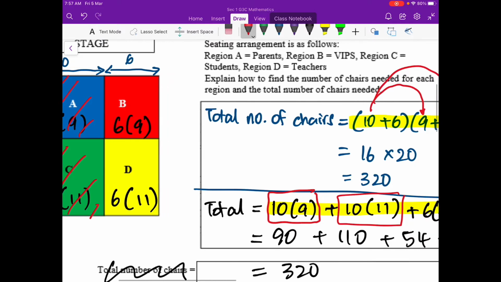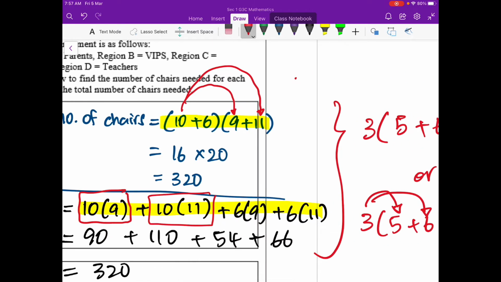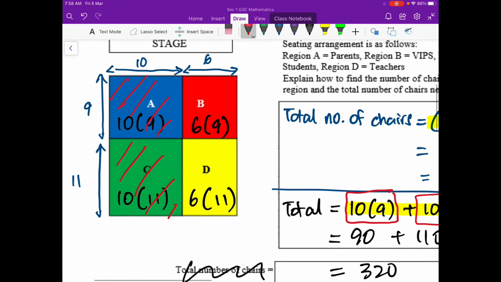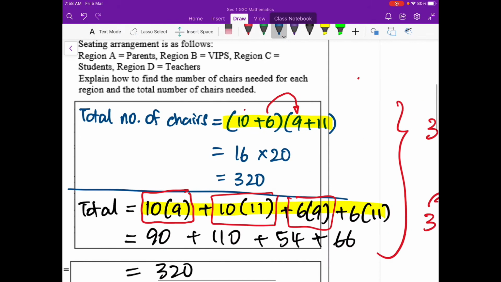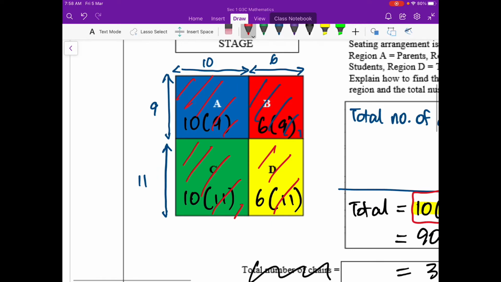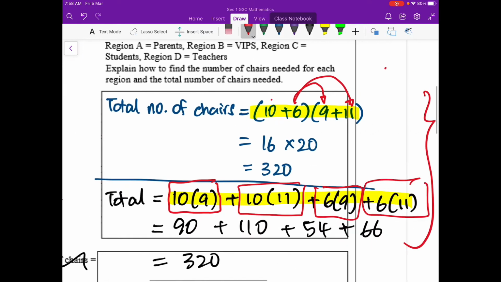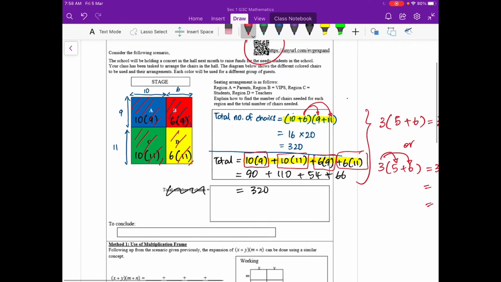And then we've got 2 more areas. So after we're done with your 10, 2 times already, we move on to the next term, which is your positive 6 times 9. It is found over here. This is the area for positive 6 times 9. And finally, the last one, positive 6 times 11. Found over here for the last square. Okay, so this is our expansion when it comes to 2 terms multiplied by another 2 terms.